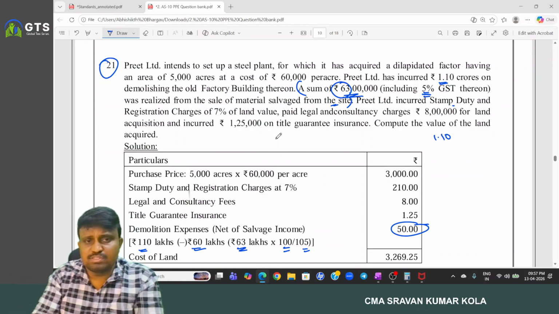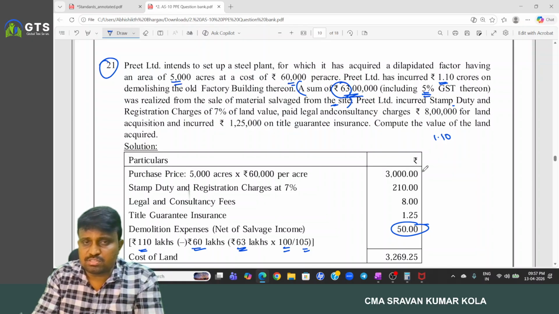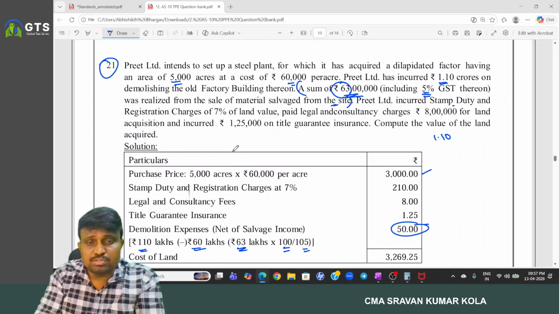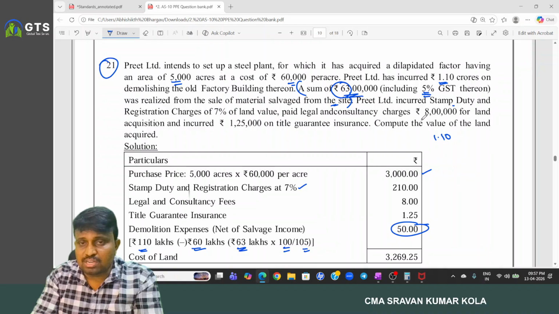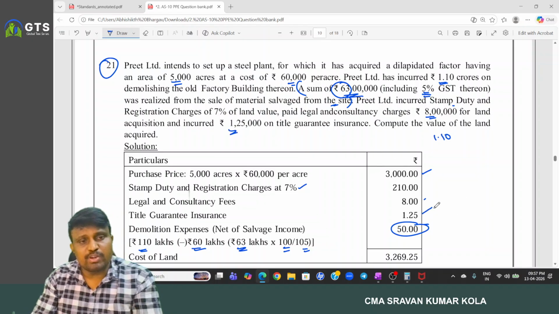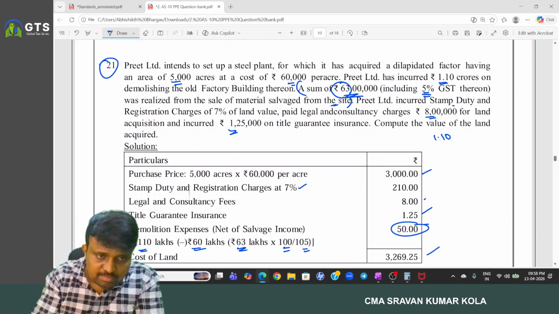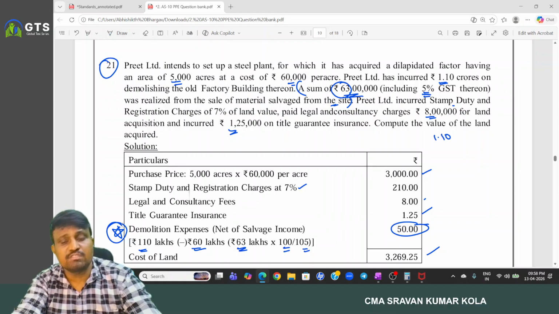And stamp duty we have to incur. And what is the total cost? 5,000 acres at 60,000 per acre, and stamp duty on the total amount at 7%. Consultancy charges of 8 lakh will be added. And title guarantee insurance of 1.25 lakh is also added. This is the total cost. In this, the demolishing expenses are important; net of salvage income we have to consider.